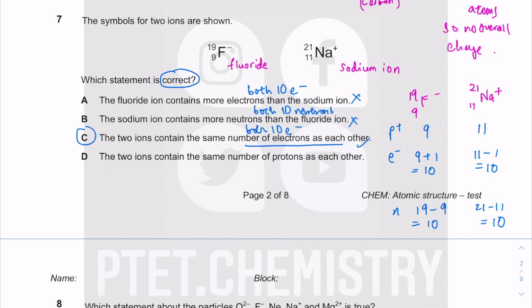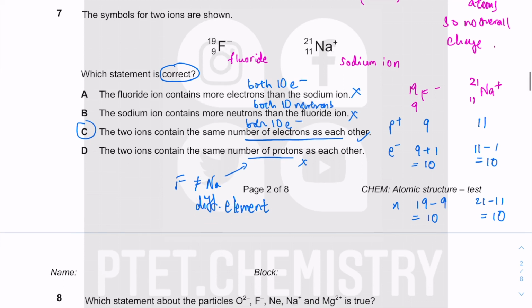And if I just very quickly go through the last one, it cannot be. Fluorine is not sodium because they are different elements. Different elements mean different numbers of protons. Same number of protons means it's the same element, because proton number is the identity of the element.